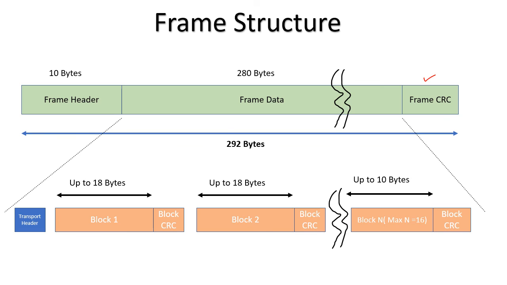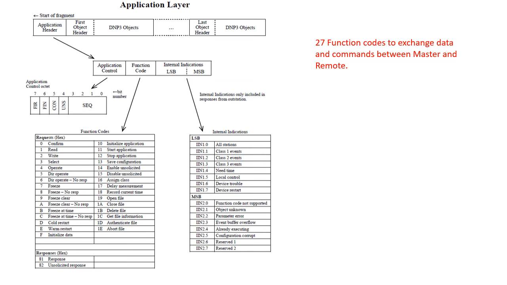Again, you have an option to break this 280 bytes of data in the link layer into small pieces, and a total of 16 blocks is possible, and each block has a maximum length of 18 bytes. That is 2 bytes for the CRC and 16 bytes for the data. As a result, the last block has only 10 bytes of data. So this is the overall frame structure.